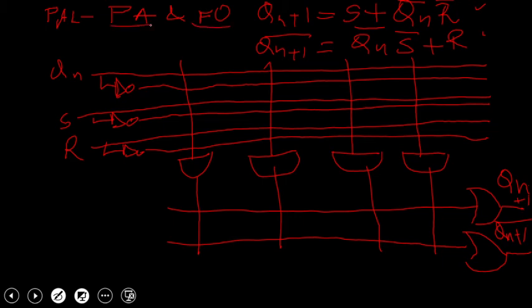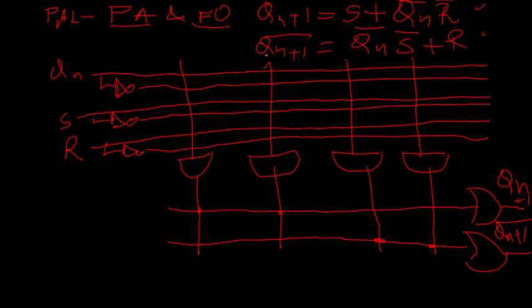So fixed OR means your OR gate should be fixed. So for Qn plus 1, how many AND gates are there? 2 AND gates. So you will fix 2 AND gates here and 2 AND gates here. 2 AND gates are fixed for this OR, and 2 AND gates are fixed for this OR. Okay, now that means this is fixed. 2 for this, 2 for this. Now we have to program the AND.